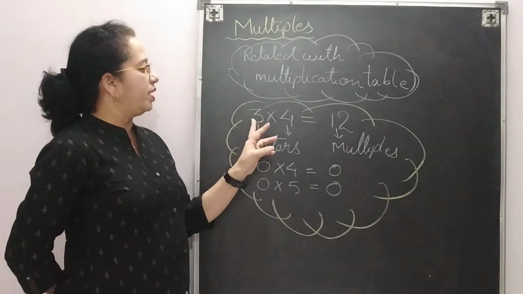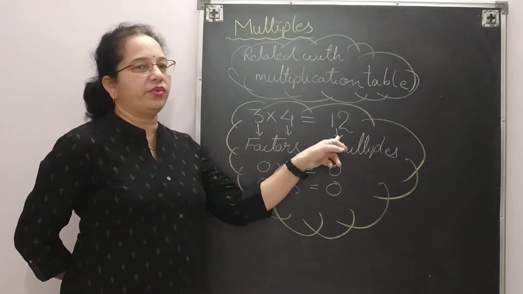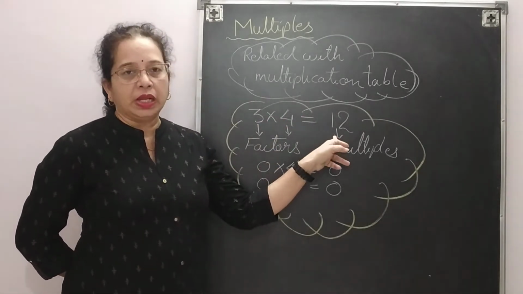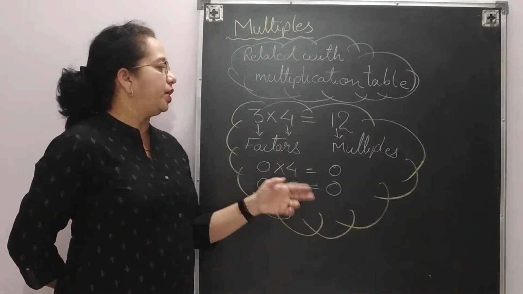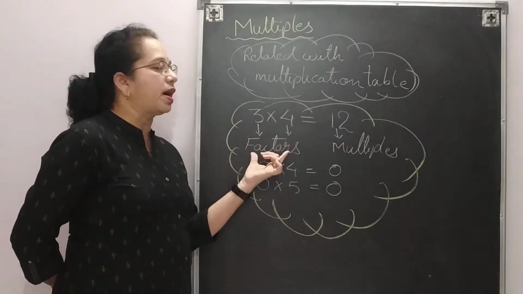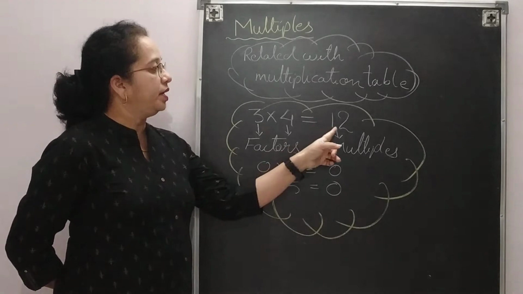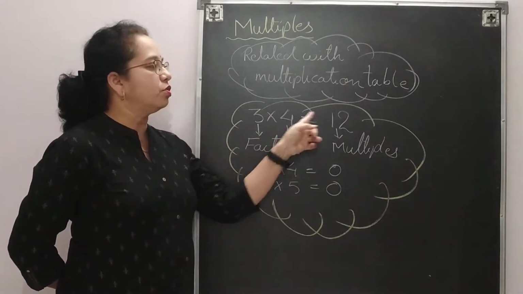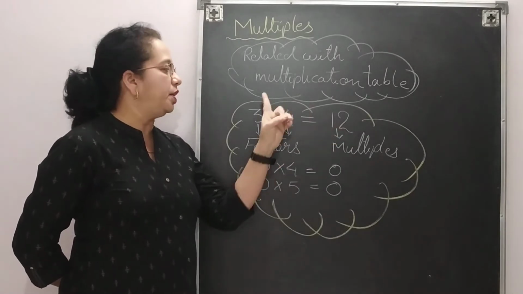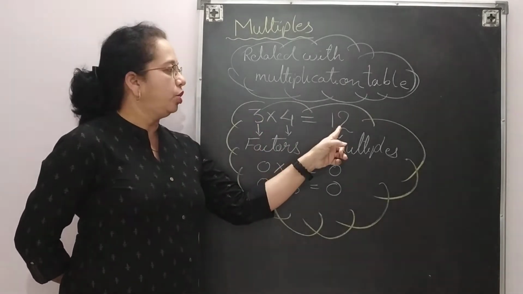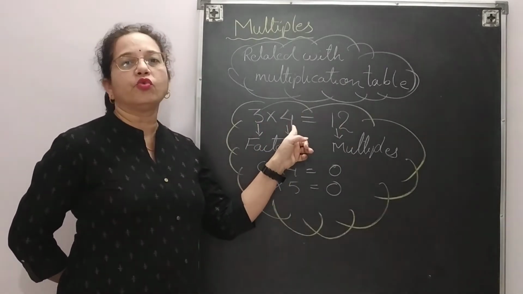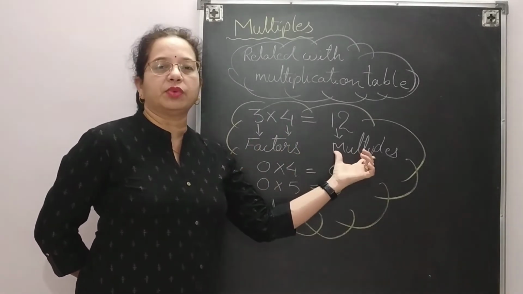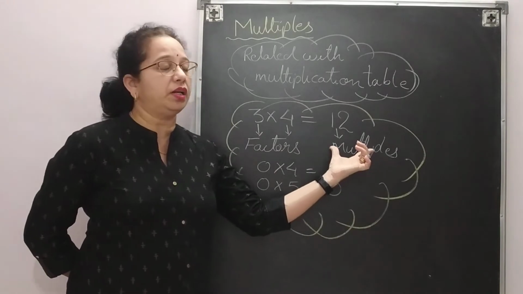Now we can take one example, 3 4s are 12. This is a multiplication table of 3. 4s are 12. In factors video also I told you the smaller numbers are called factors and here the bigger number is called multiples. 3 4s are 12. So 12 is the multiple of 3. 12 is the multiple of 4. Okay. So smaller numbers are factors and bigger number is known as multiples.